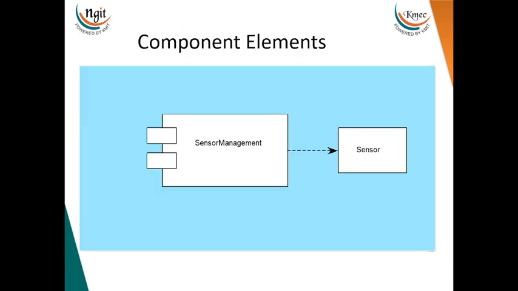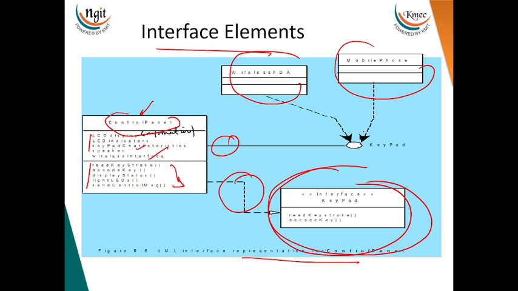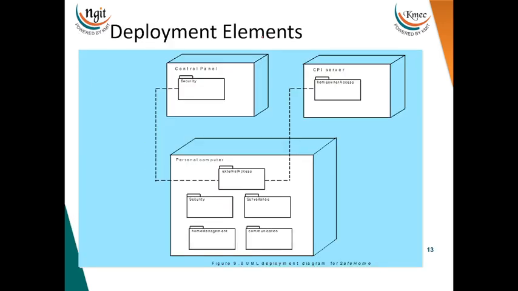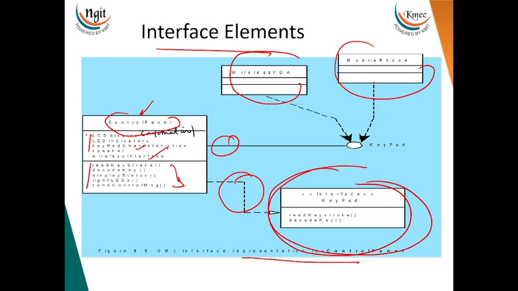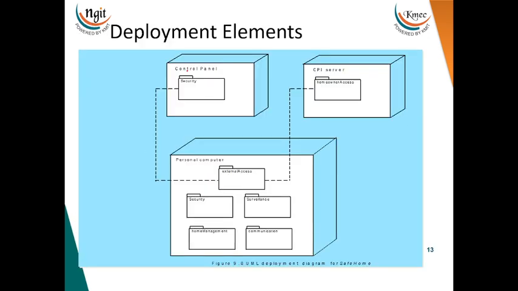Design model, how it is going to be described. Then we have the component. Based on this, we are going to do the component model. What is the component? This is sensor management and this is a sensor. Which is the sensor here? Where is it sensor here? LED, keypad, wireless interface, decode, sending control, wireless keyboard, and all these come up here. Now the next part is this one.